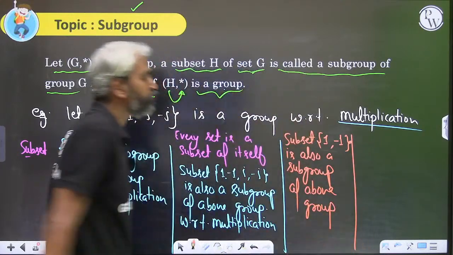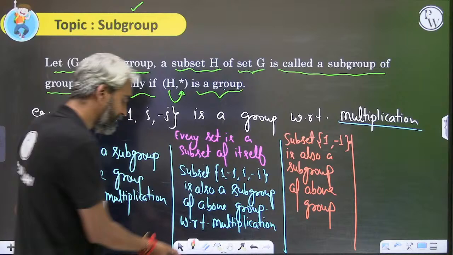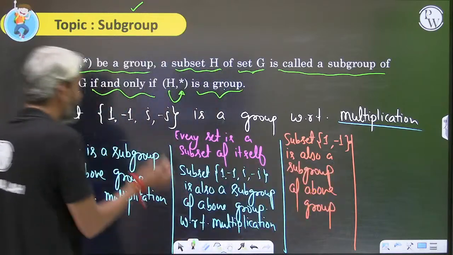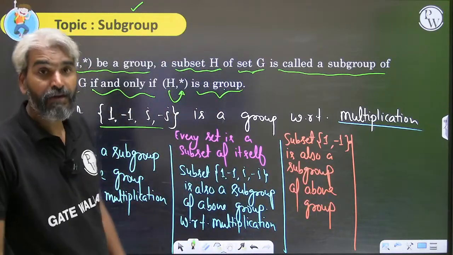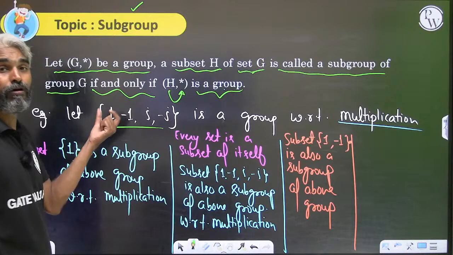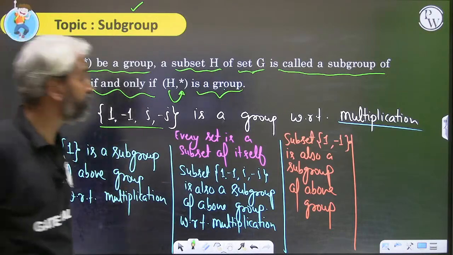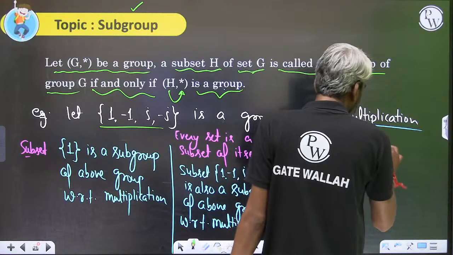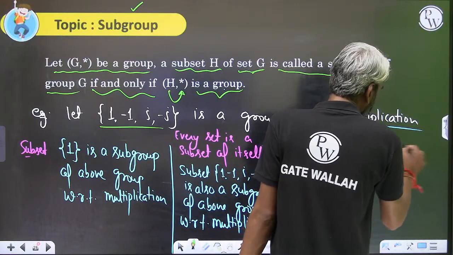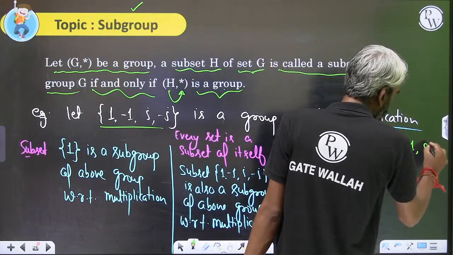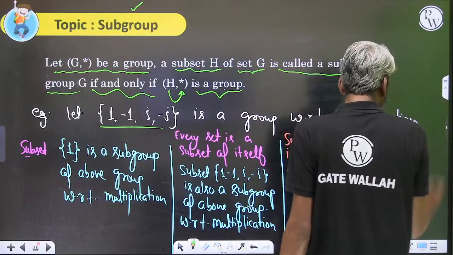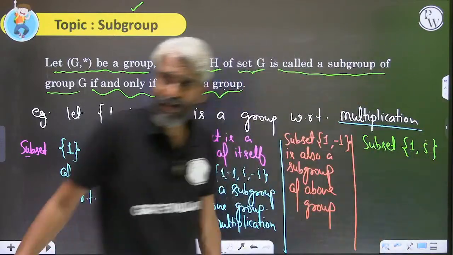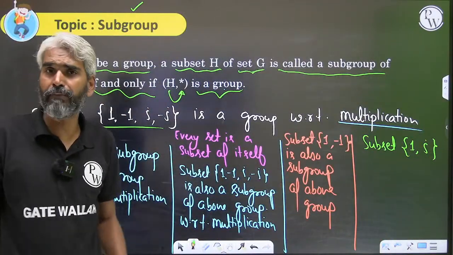Now, the last question that will arise in your mind is: sir, does it mean that any subset of the given set will be a group with respect to the binary operation? No, sir, it is not necessary. So let's check. If I take the subset {1, iota}, is it a group with respect to multiplication? No, sir.